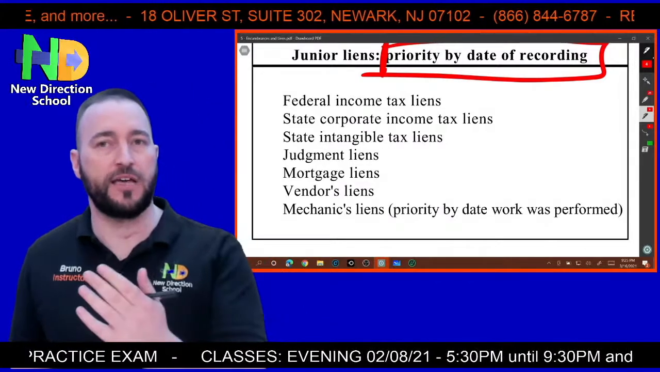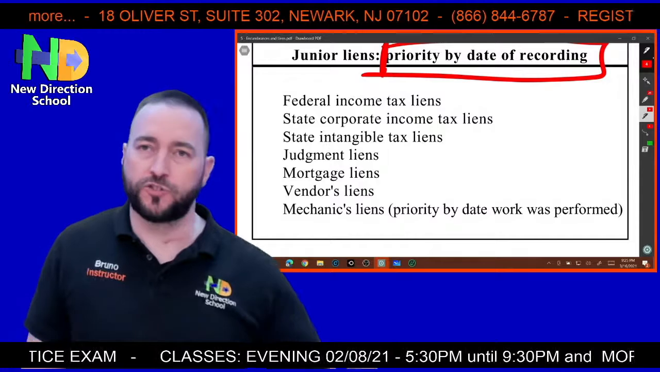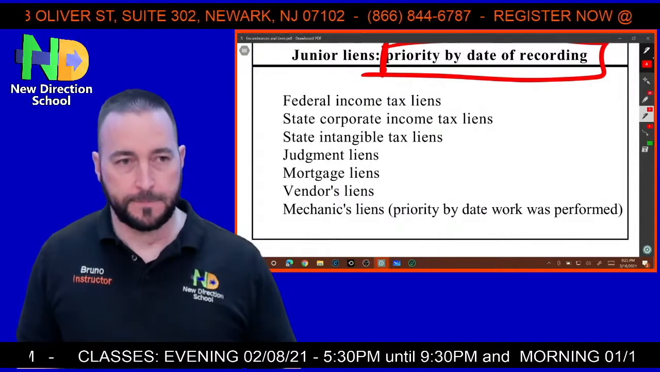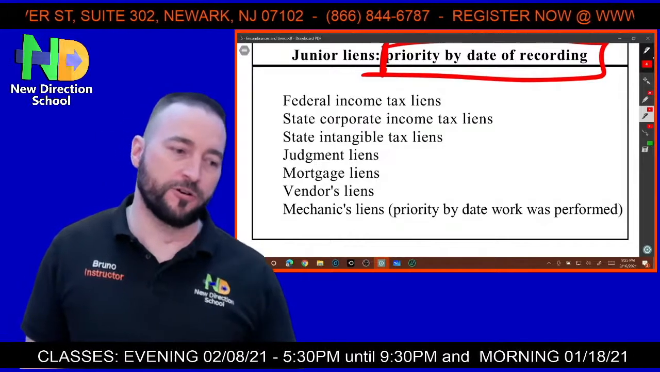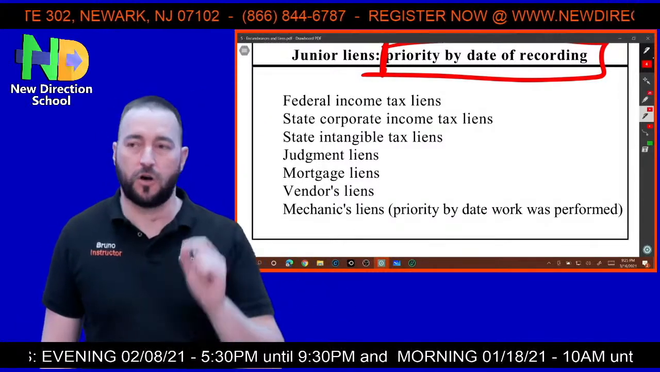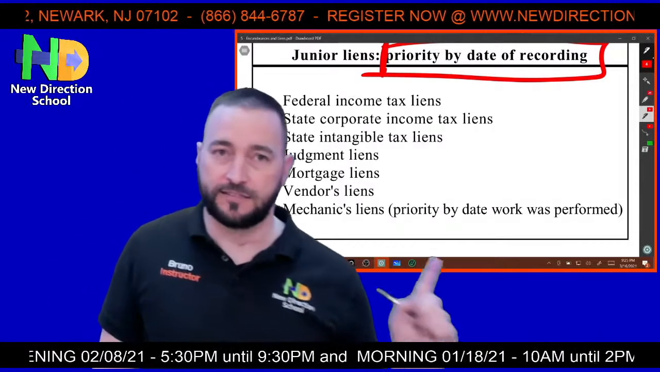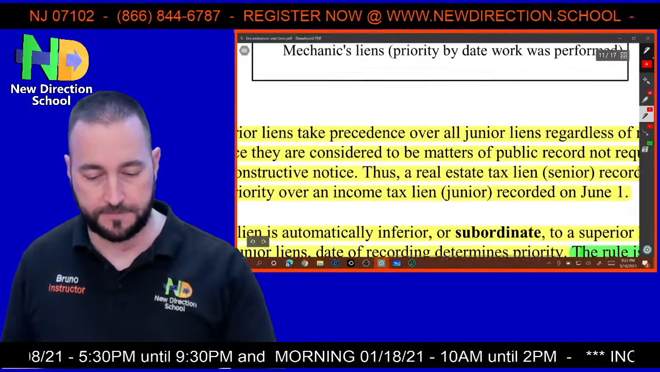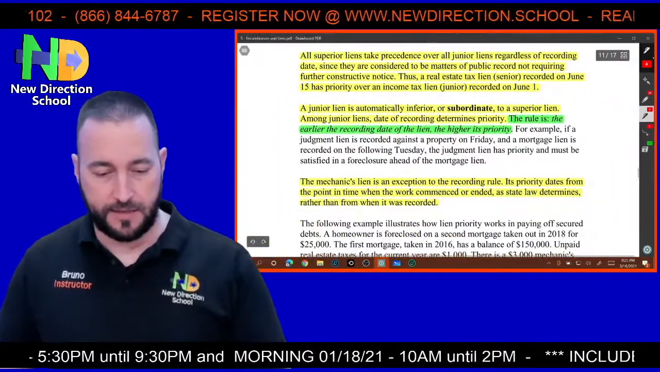So if you don't pay your mortgage, it goes through foreclosure. Who gets paid first? If you don't pay your mortgage and you get foreclosed, who gets paid first? Taxes, real estate taxes, always first. Not IRS, real estate taxes. Okay, always first. Okay, and that's what we have here.